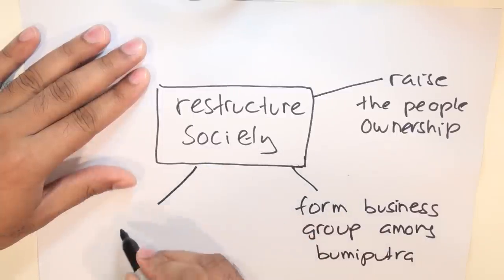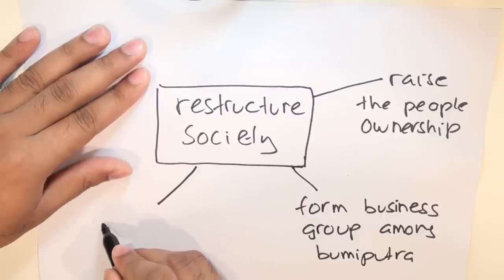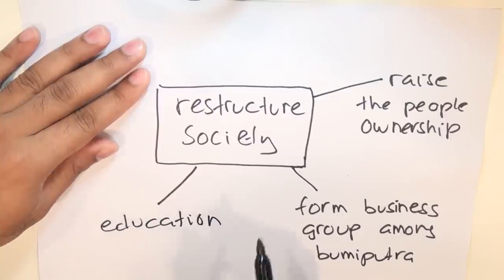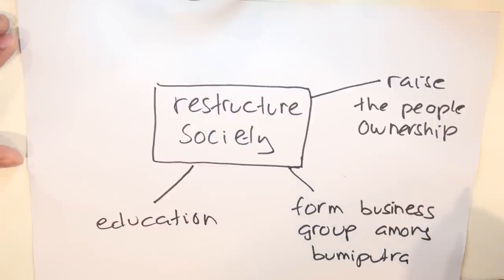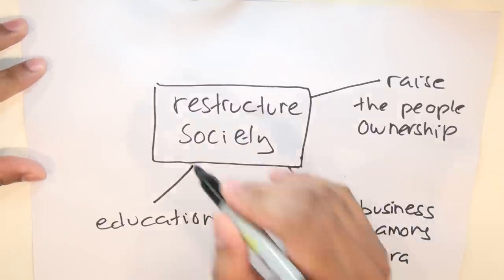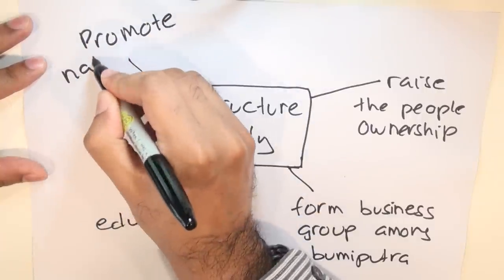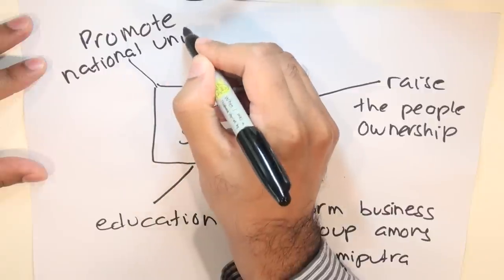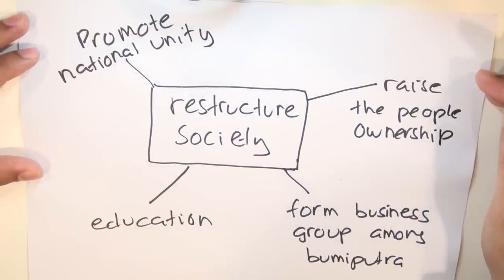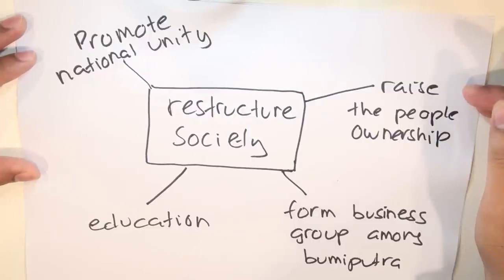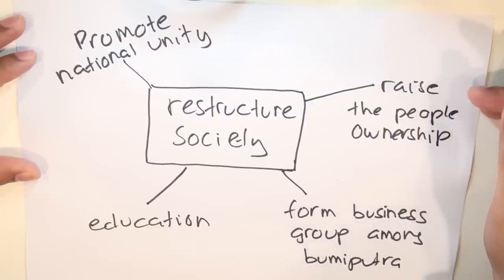The government also wants to make sure that every single community in this country will get free access to education. By doing so, the government also wants to reduce the number of illiterate people in Malaysia by the year 1990. And last but not least, is to promote national unity. So, these are the four strategies that have been taken by the government to restructure the society in order to achieve the objective of the New Economic Policy.